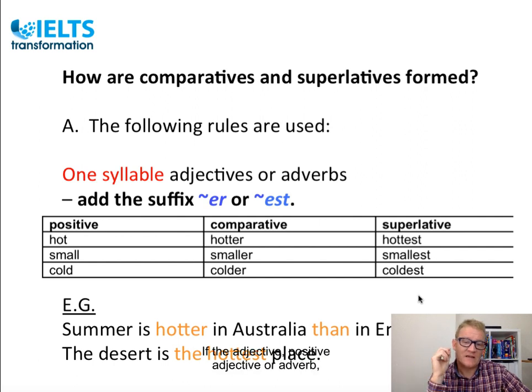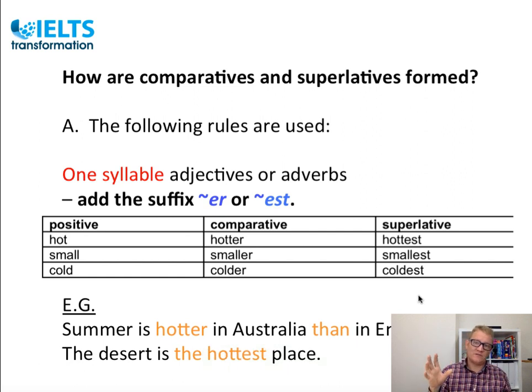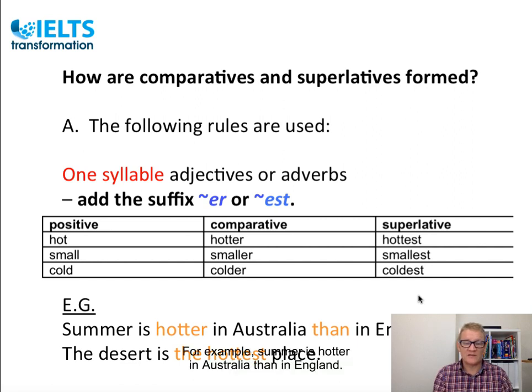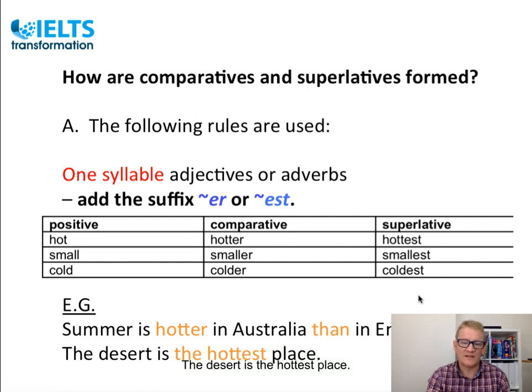If the adjective, positive adjective or adverb is 1 syllable, so 1 beat, hot, small, cold, we add ER or EST. Hot, hotter, hottest, small, smaller, smallest, cold, colder, coldest. For example, summer is hotter in Australia than in England. The desert is the hottest place.